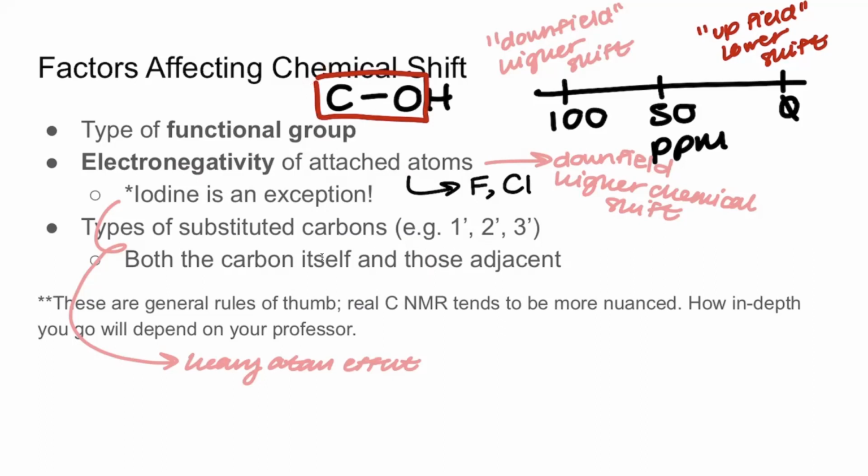And so I'm going to note here that these are very general rules of thumb. Real C13 NMR tends to be a little bit more nuanced, a little bit more complicated, especially when you have multiple factors at play here. And really how deep you need to know this is going to depend on your professor. I know when Jennifer and I took the course, we really did not cover C13 NMR that heavily. I don't know what the syllabus is looking like this year, but other TAs who have also taken Orgo, feel free to chime in with your experiences here.